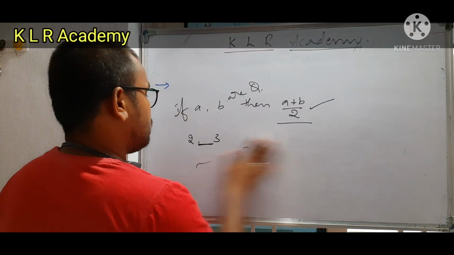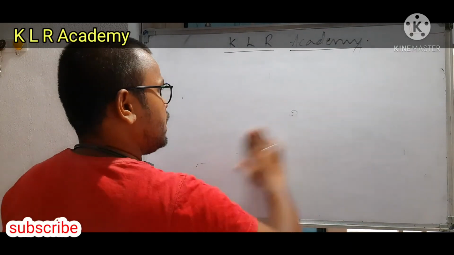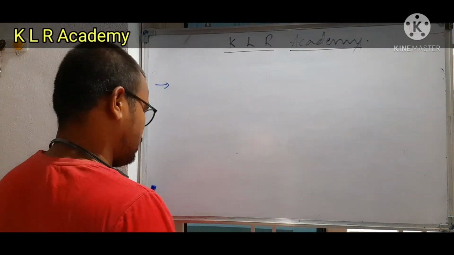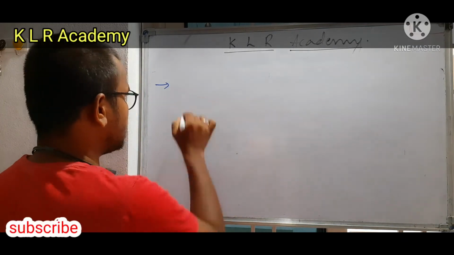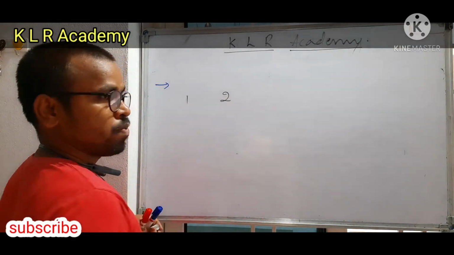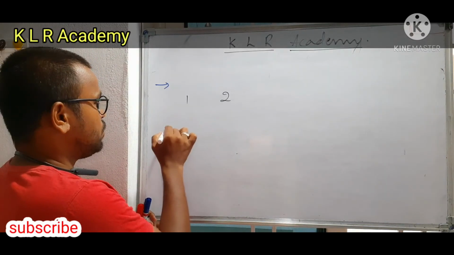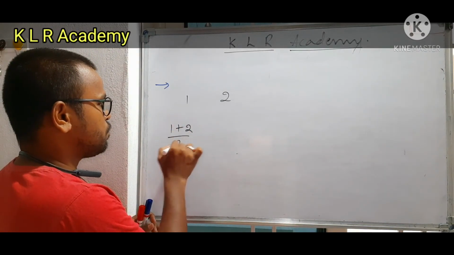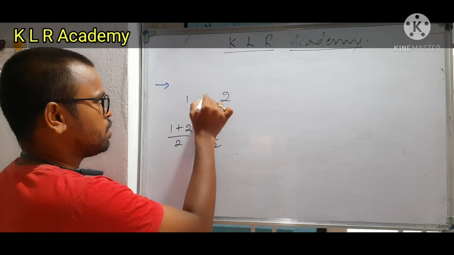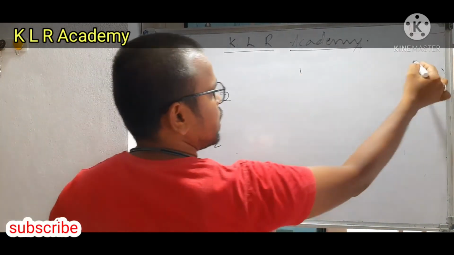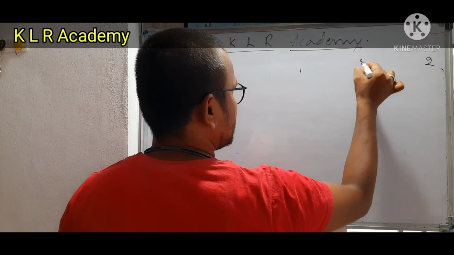Okay, one question for you. Find 10 rational numbers between 1 and 2. Then what do we do? (1 + 2)/2, so 3/2 is a rational number. Fine. I'll write here 1 and this is 2. So 3/2 is a rational number.